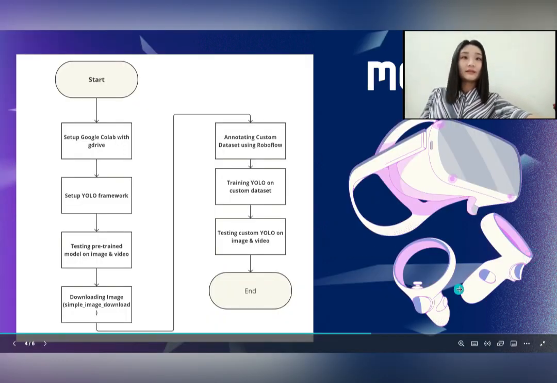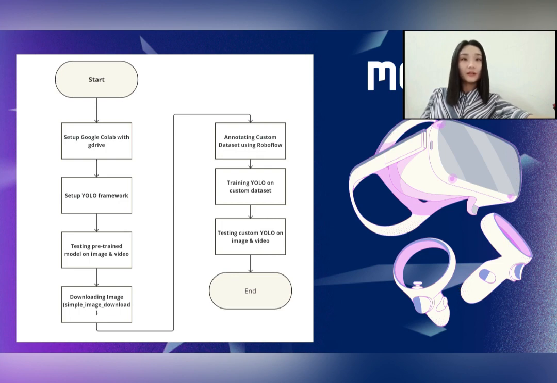The next one will be the method. This is a simple overview of our method. At first we have to set up our Google Colab with Google Drive, and then set up our YOLO framework, test the pre-trained model on our image and video, download the images using simple image download, annotate the custom dataset using Roboflow, train our YOLO model on the custom dataset, and test our YOLO model on image and video.